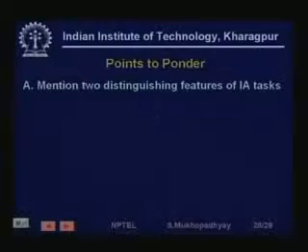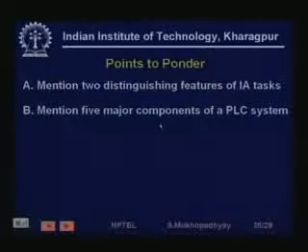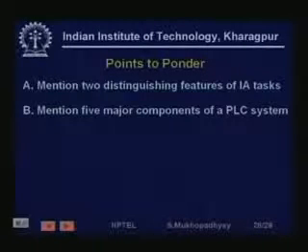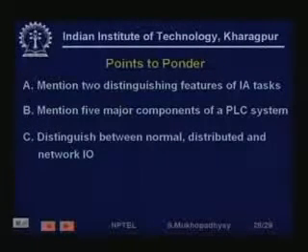So, we have come to the end of the lecture, and I hope you have got a fair idea about what makes a PLC system, and as is customary, again you have some points to ponder. Think whether you can mention two distinguishing features of industrial automation tasks compared to, let us say, a task in a bank, which are also computational tasks which also communicate. Mention 5 major components of a PLC system. We have mentioned more than 5, so you should be able to mention 5, and distinguish between normal, distributed and networked IO.